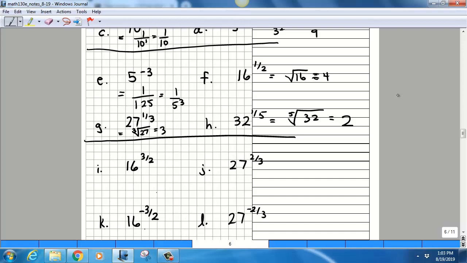All right, we're going to save the last 4. Those are the hard ones, right, okay, because those have bigger fractions and negative fractions, right. So we'll save those to start next time so we can recall all of our rules, all right.